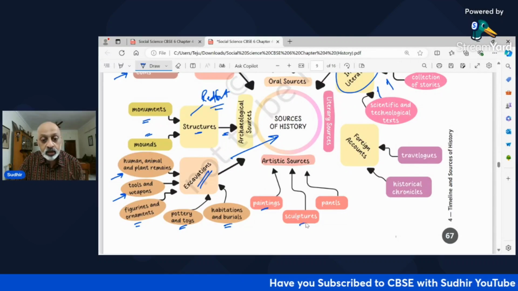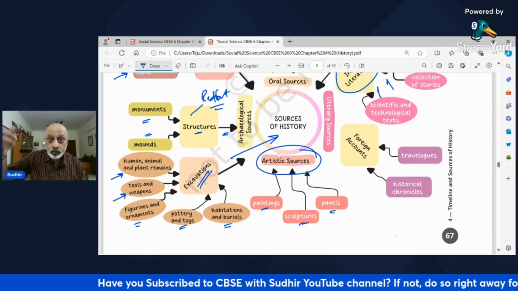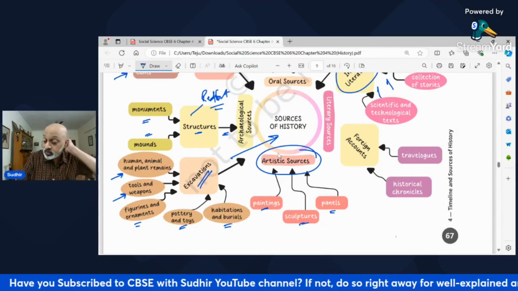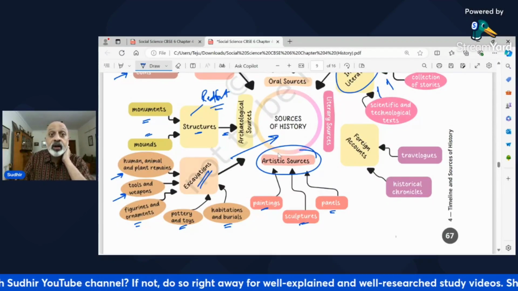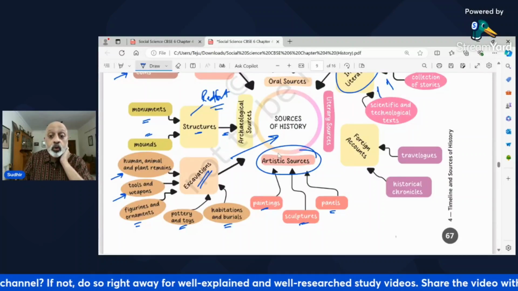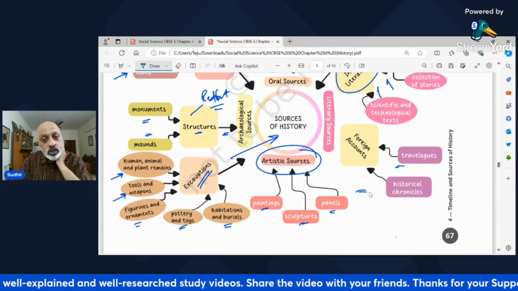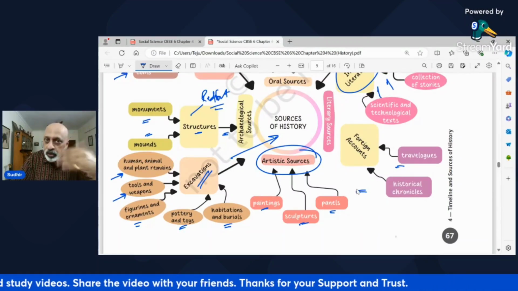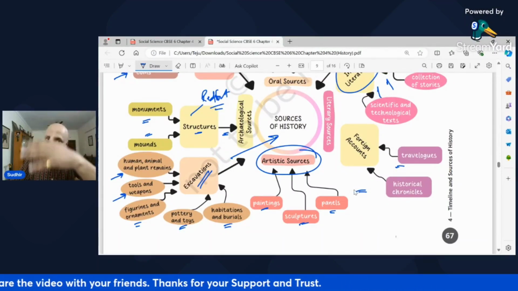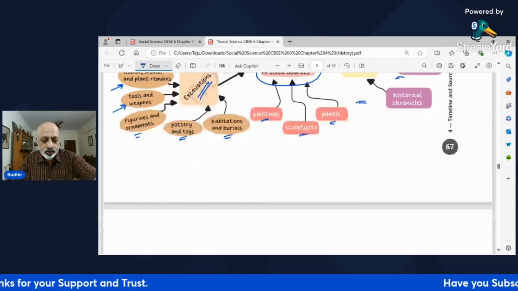Then paintings, sculptures, panels, these are all artistic sources, because tab bhi log paint वगैरह करते होंगे ना. So there will be some artistic people. Then foreign accounts like Vasco da Gama came to India, Columbus came to India. So these are all travelogues or historical stories, chronicles. So this mind map is very important. You get to know about, these are the different sources from which you get to know about past history.